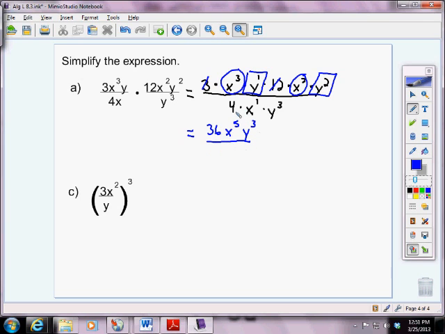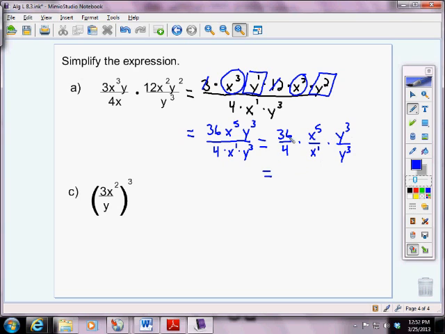Now do the same thing on the bottom. There's nothing to multiply 4 by, so I'll leave it as 4. Nothing to multiply x by, so I'm going to write x to the first. And nothing to multiply y by, so I'll write y to the third. Don't stop there. Once I do that, I've kind of simplified the top and the bottom. I'm going to take it another step further, and I'm going to break it up so each part goes together. I'm going to break up 36 over 4 times x to the 5th over x to the first times y to the third over y to the third.